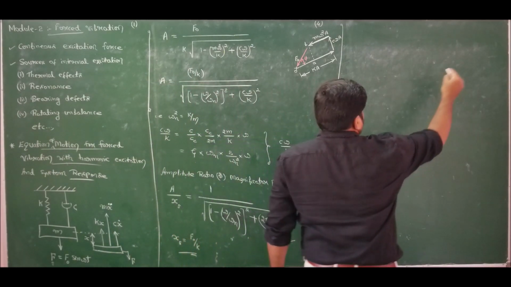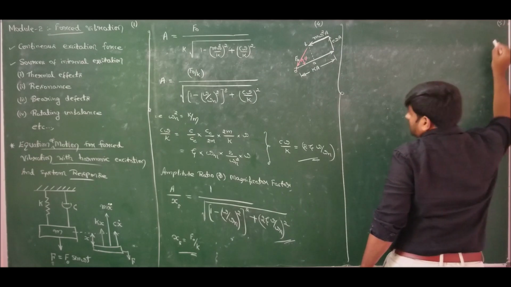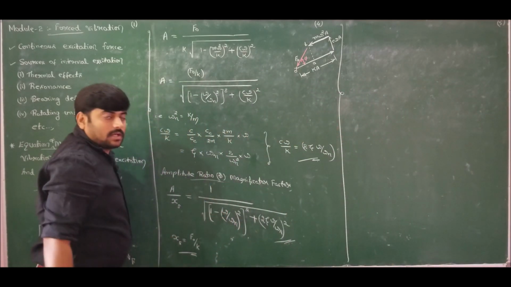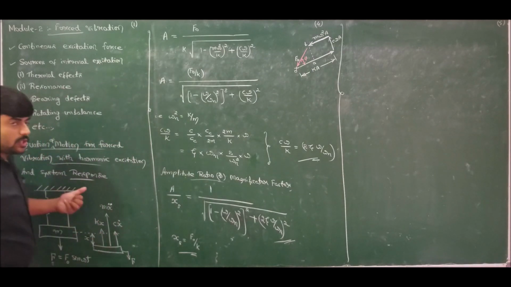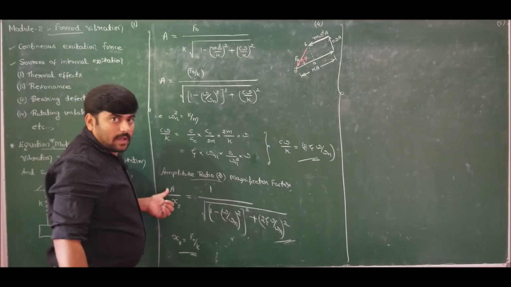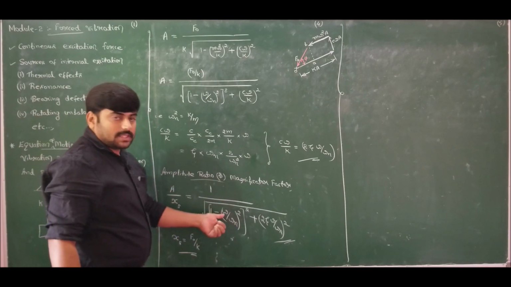Now moving ahead to page number 5, we have determined the amplitude ratio or magnification factor, correct? But what is our aim? Our aim is to determine the total system response. Before that, let me determine the maximum amplitude and maximum frequency.